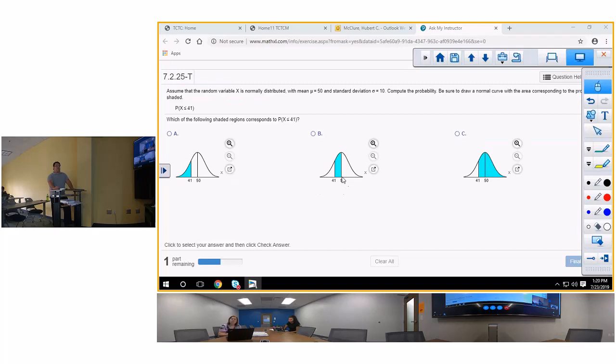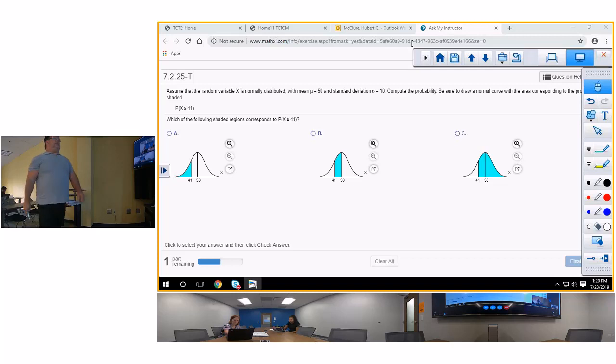Okay, it says, assume the random variable is normally distributed with a mean of 50 and a standard deviation of 10. I'm going to draw a picture. Compute the probability. Be sure to draw a picture. Okay, mark through probability and put area. Compute the area. That's what they're looking for. Area under a curve. So that means they're giving you a z-score. It's not a z-score, so that means you've got to what? Make it a z-score.